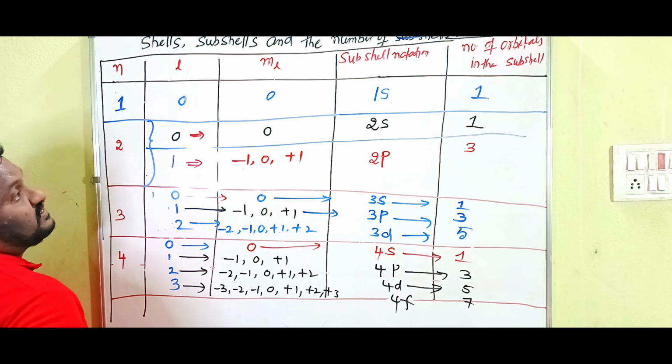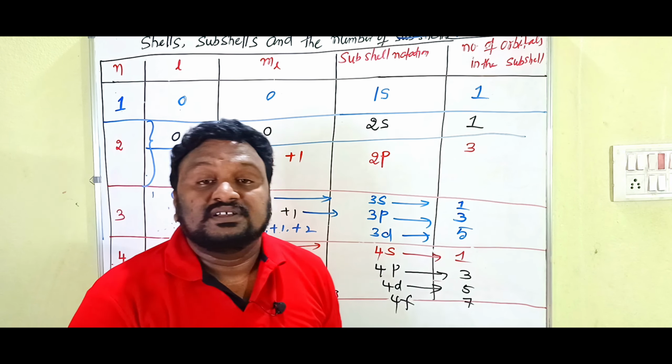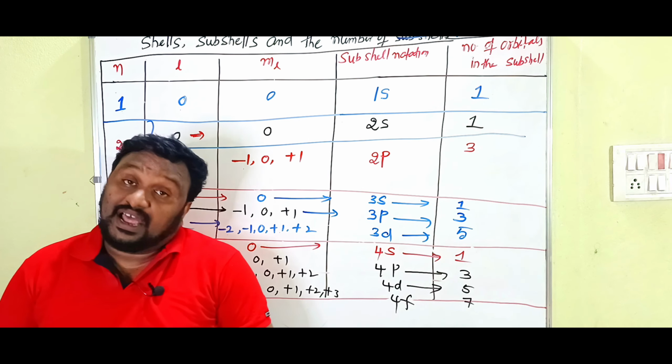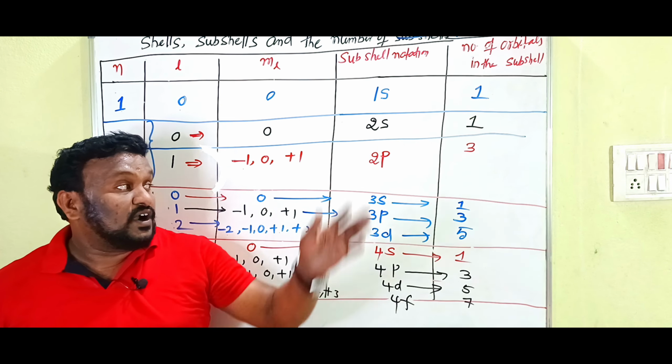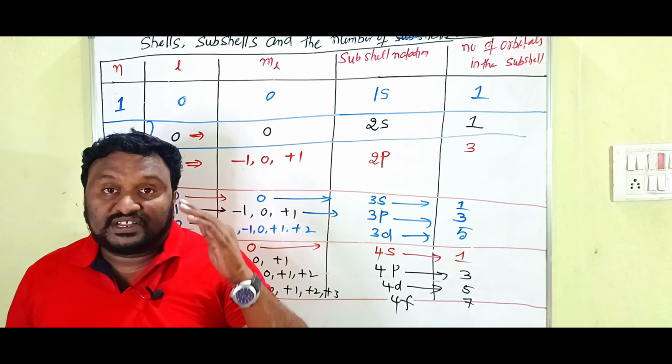So in this way, children, we can explain the main shell, subshell and orbital values according to the magnetic quantum number. So children, I hope you understand this one.